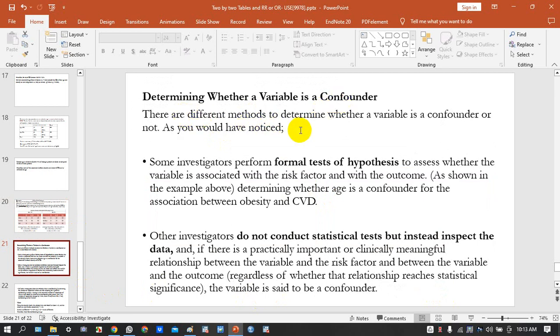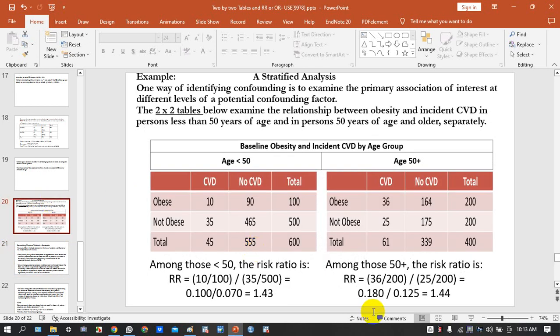There are different methods to determine whether a variable is a confounder or not. As you have noticed, some investigators perform formal tests of hypothesis to assess whether the variable is associated with the risk factor and with the outcome. As shown in the example above, determine whether age is a confounder for the association between obesity and cardiovascular disease. So here we saw that age is a confounder because, you see, the more you age, the relative risk becomes higher than the younger ones.